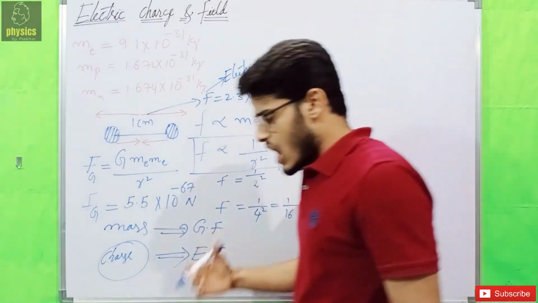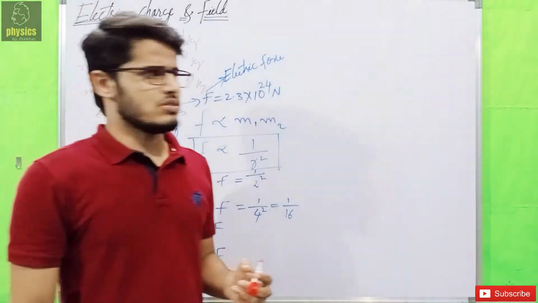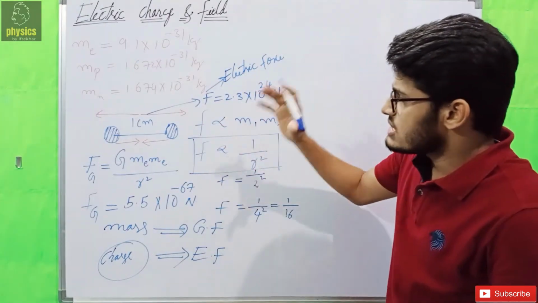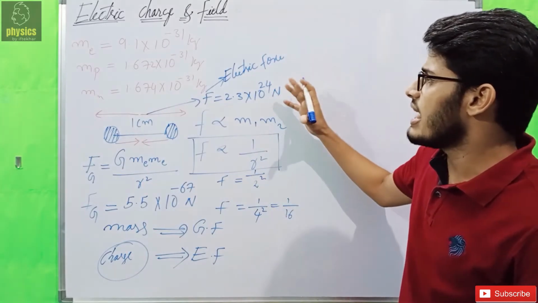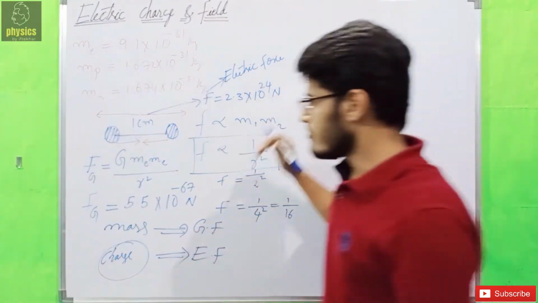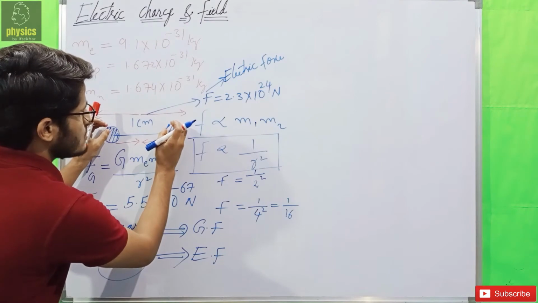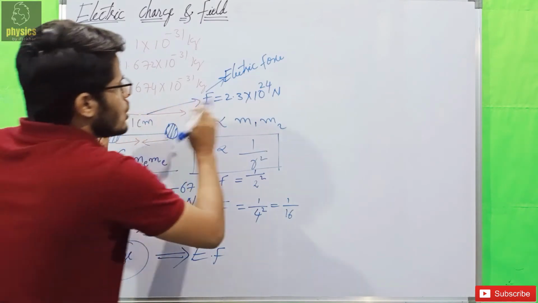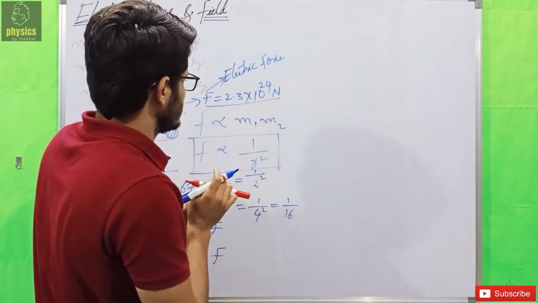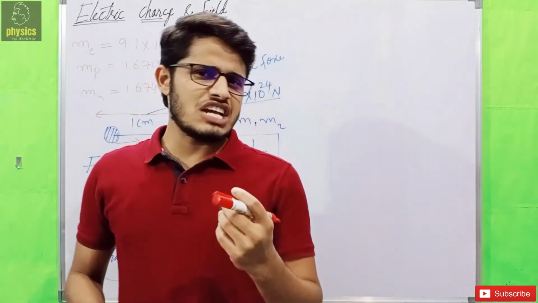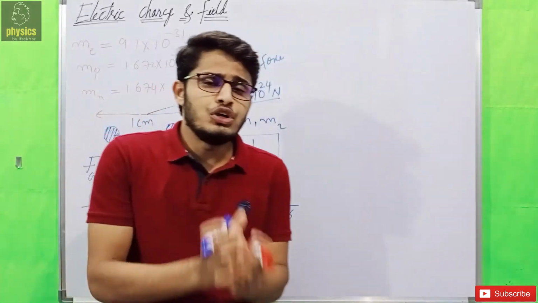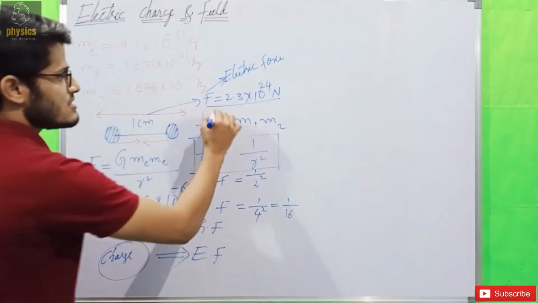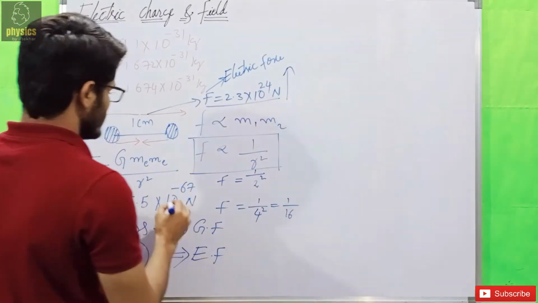And one more thing we can notice here is that the gravitational force is way smaller compared to the electric force. Even a small amount of electric charge can create a huge electric force. Even a small amount of electric charge can dominate the gravitational force of a huge mass. You see, this number is so much bigger compared to this number.